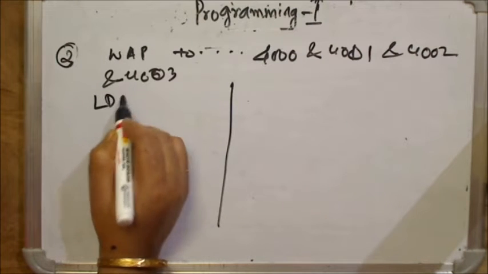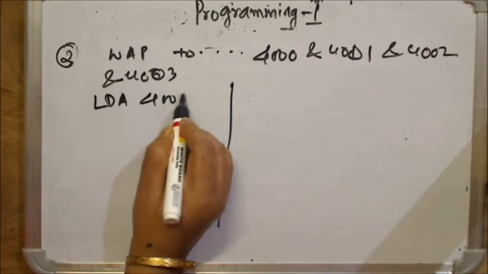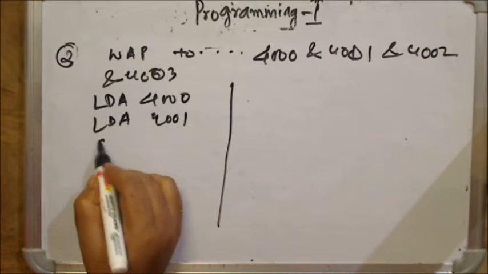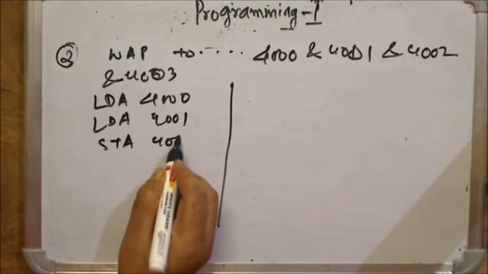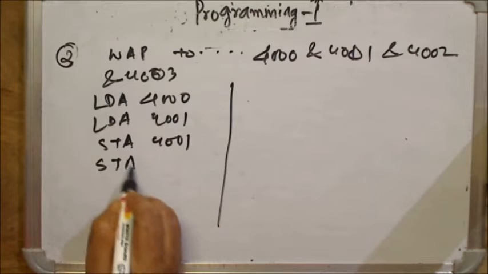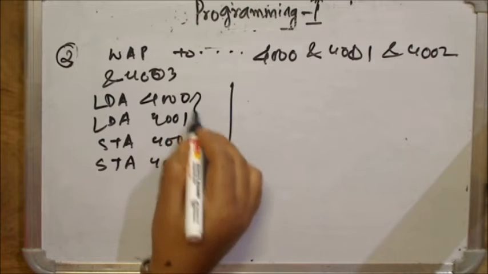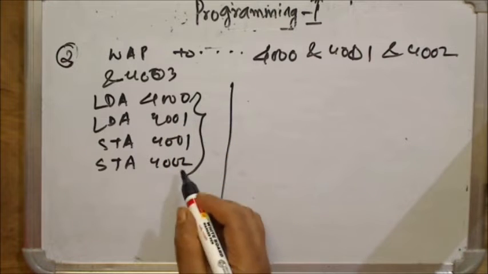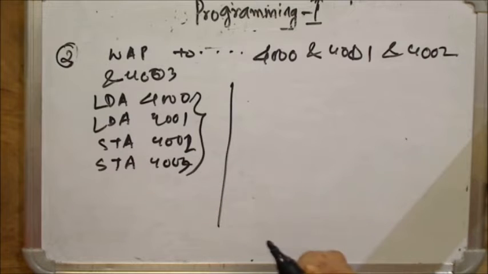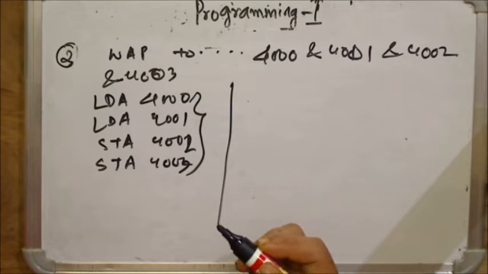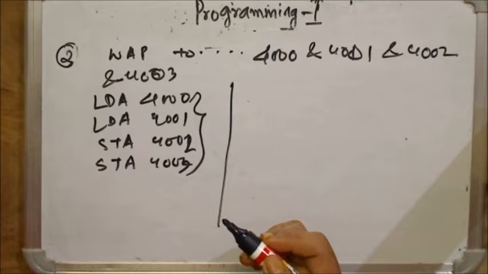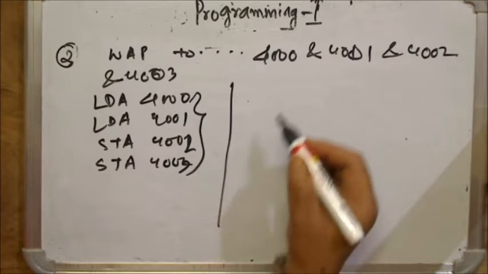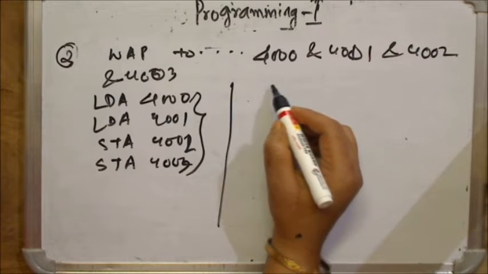You have to change the instruction LDA 4000, then again you have to change the instruction LDA 4001, then you have to change the instruction STA 4001 and STA 4002. So in total you have to change 4 instructions, right? Sorry, 4002 and 4000. So in total you have to change 4 instructions. That is, you have to change the program 4 times, but in the second program you have to change the program only 1 time.